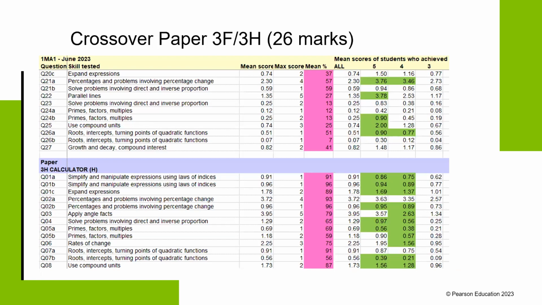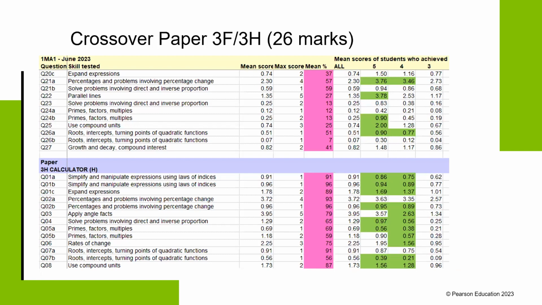Prime factors and multiples was a really good question for students. I think it was part B for grade 5 students. I really noticed there was almost a doubling. So grade 5 students for prime factors and multiples scored an average of 0.9 out of the 2 marks available in comparison to 0.45 for their grade 4 counterparts. So a real indicator of a grade 5 question on that part B. So good to see where you can really see the data jump from one grade to the other when you're having a look through these skills maps.